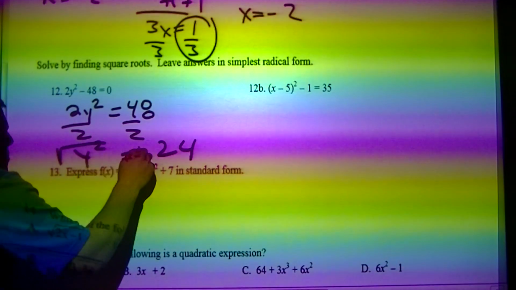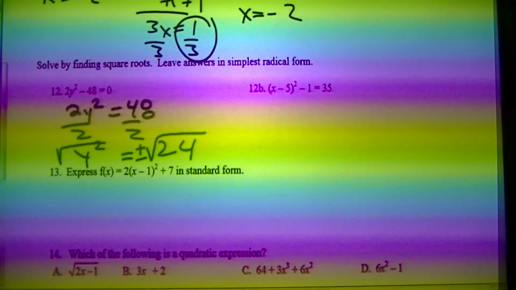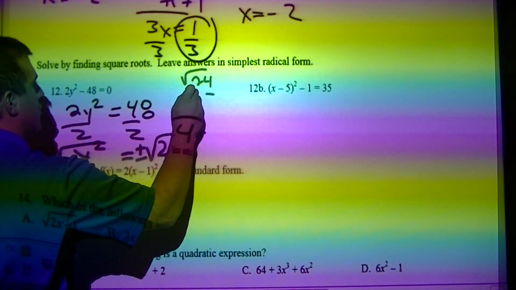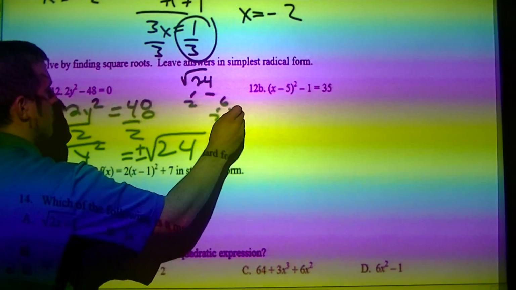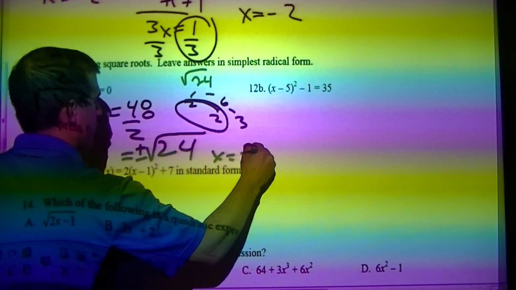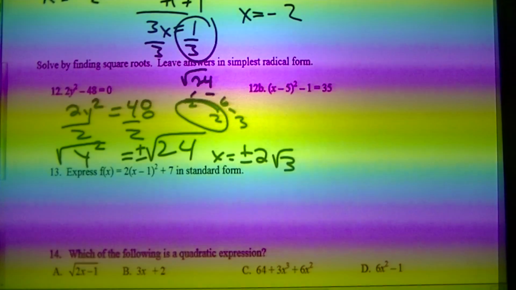Now, I'm going to take the square root, plus and minus. A reminder on how we reduce those, the square root of 24: 2 and 6, 2 and 3. That's on the outside. So I got x equals plus and minus 2 square root of 3. That would be my answer.